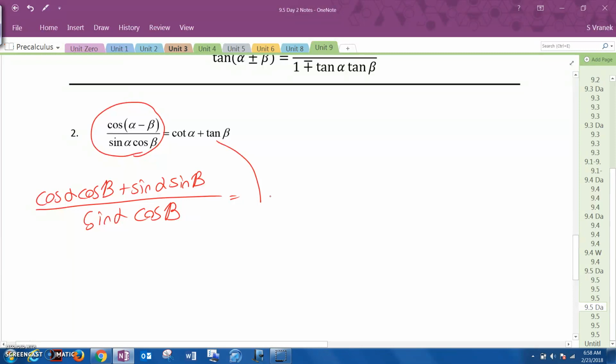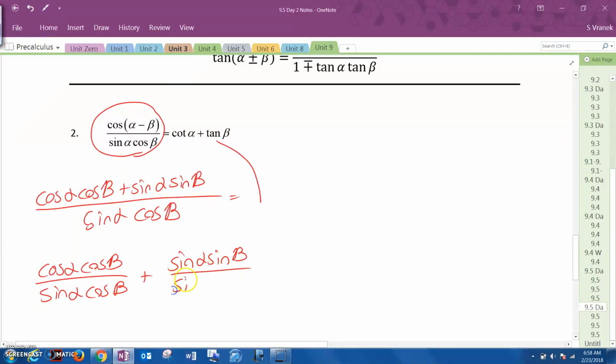Now, remember, when you have a plus on the top, but not like just one term, one big term on the bottom with just being multiplied together, you can split these into two fractions. That is a very key thing to be able to do when you're doing identities. So for example, I can say that I have cosine alpha cosine beta over sine alpha cosine beta plus, and then the other piece is sine alpha sine beta over sine alpha cosine beta.